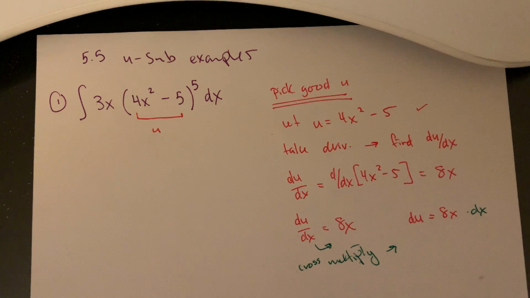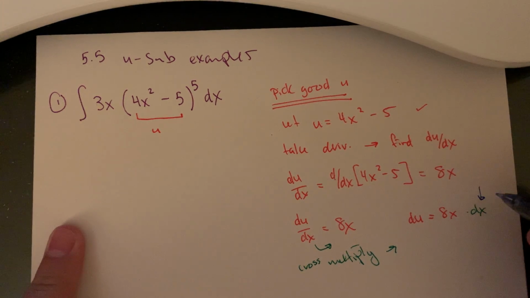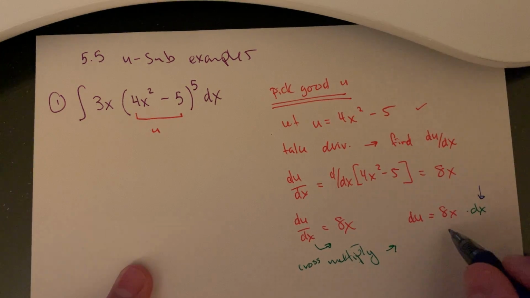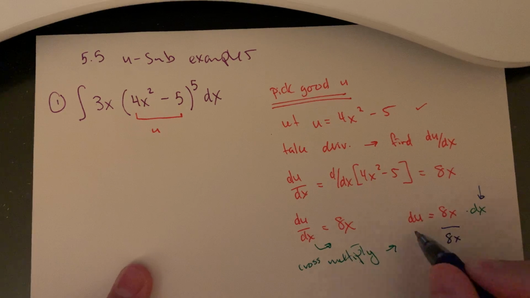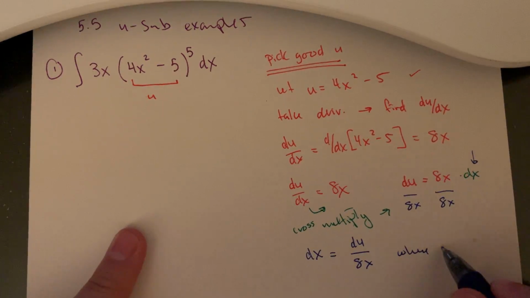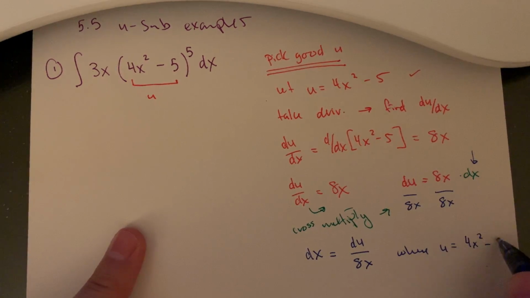And from there, what I'm going to do is actually solve for the dx. So I'm doing a cross multiply, and then I'm going to divide both sides by this 8x. So my end result here is dx equals du divided by 8x, where u equals 4x squared minus 5.